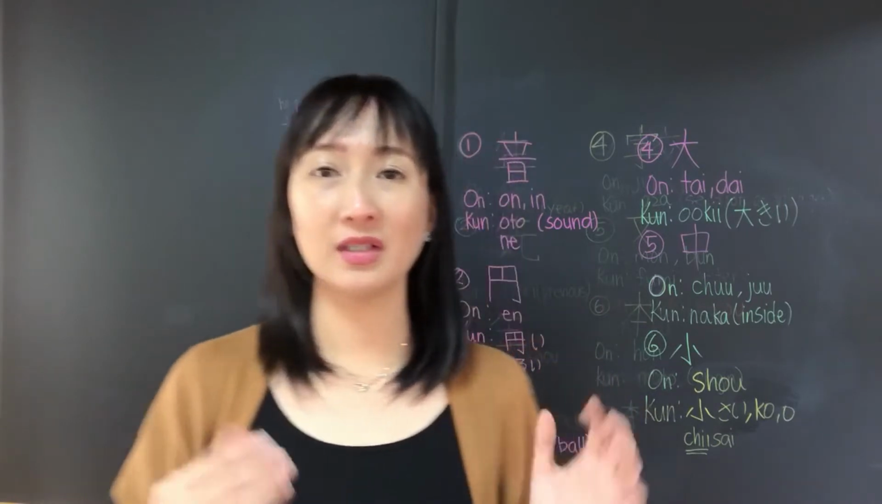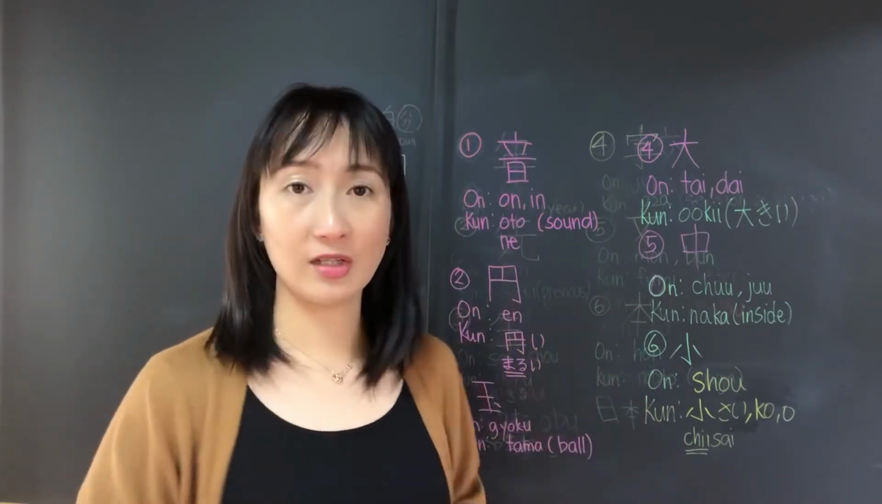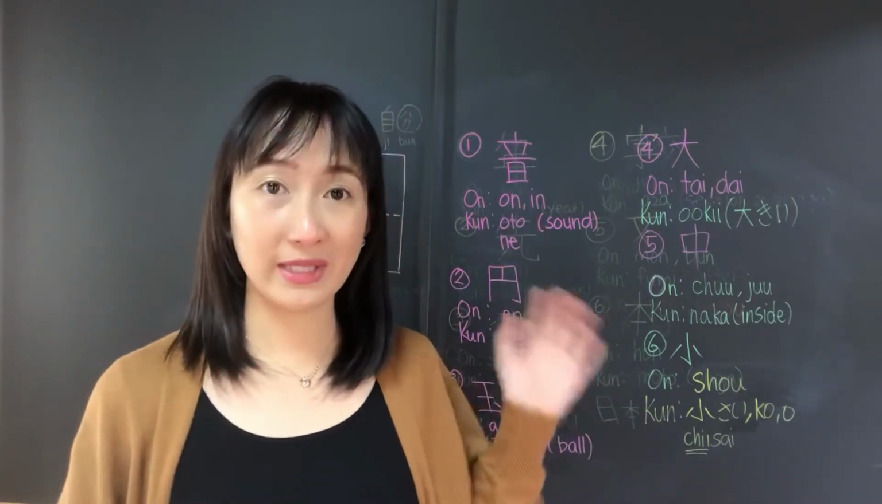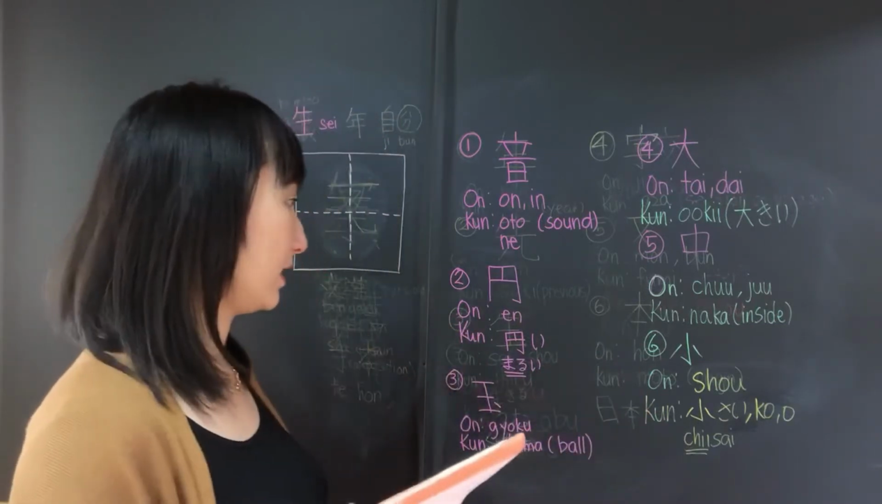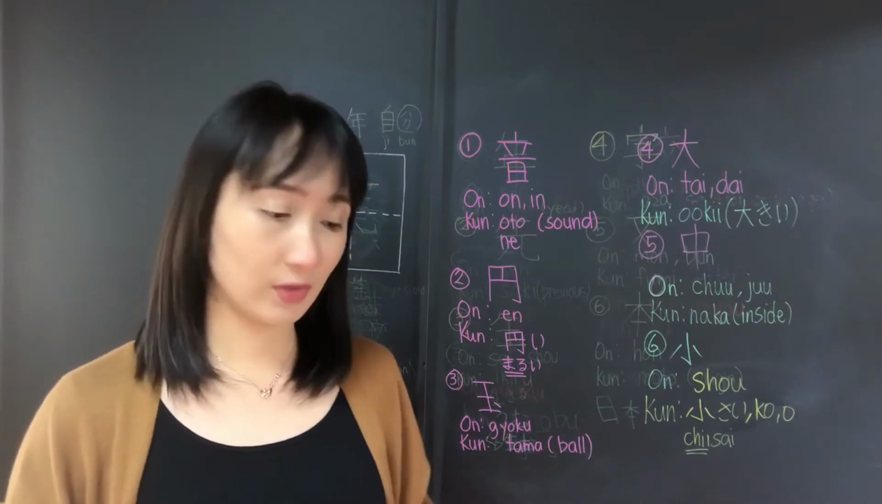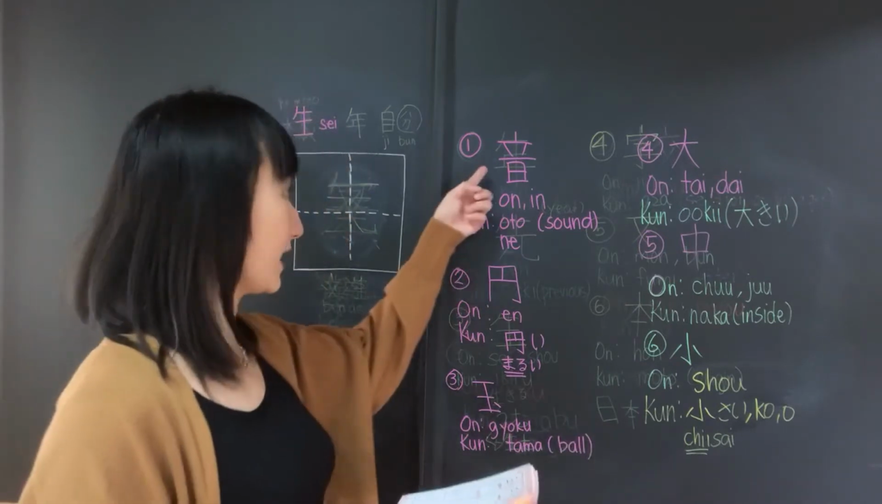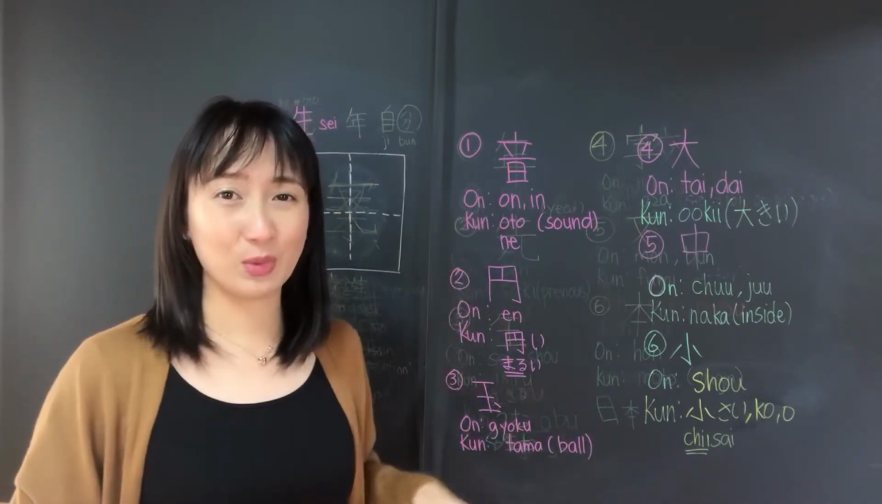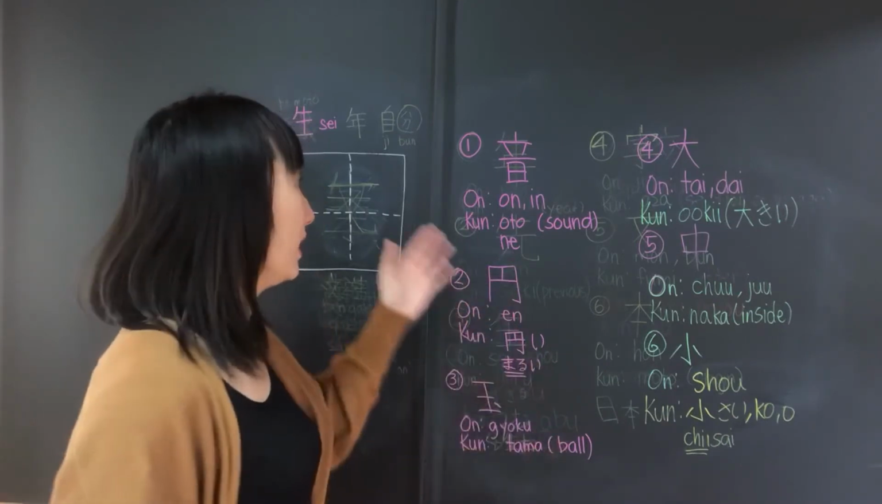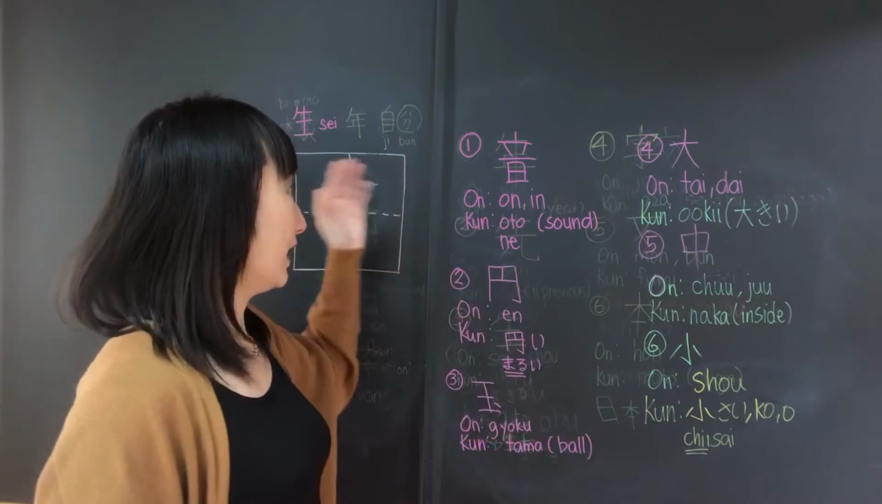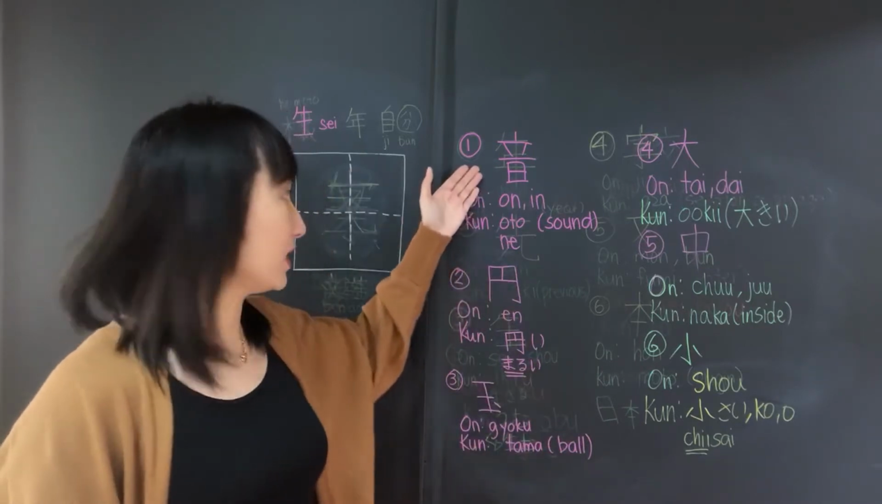Today I'm going to share with you six sets of kanji characters. I've already written all the words that we are going to study for today's lesson. We have six kanji for today. The first one is this kanji. I'm a bit worried that you can't see my writing very clearly, and I'm sorry for that. Again, our first kanji is this kanji.